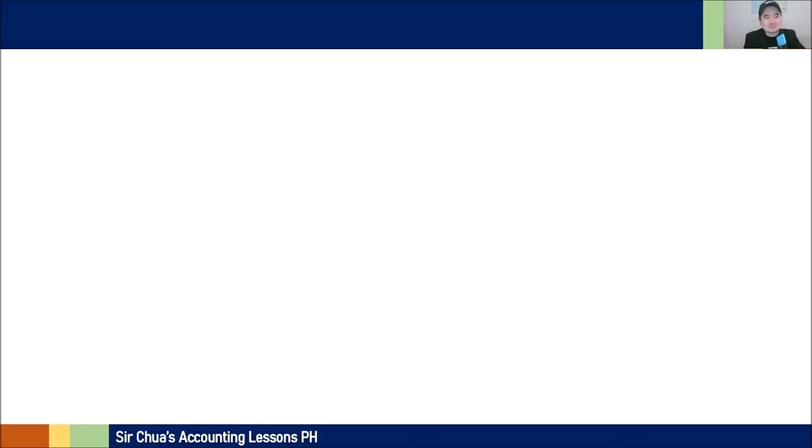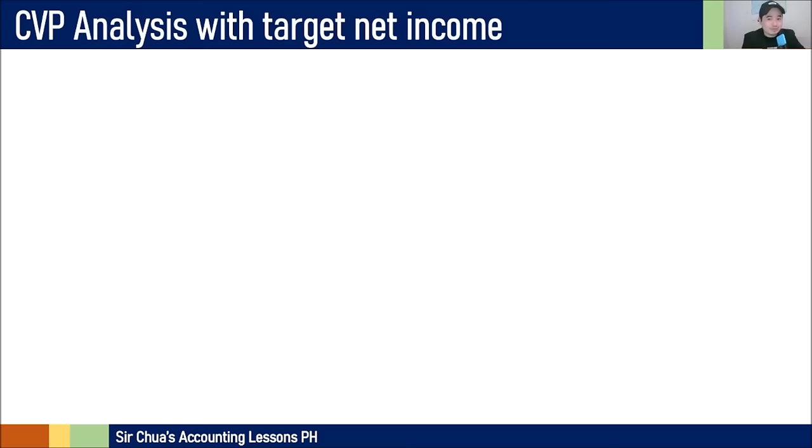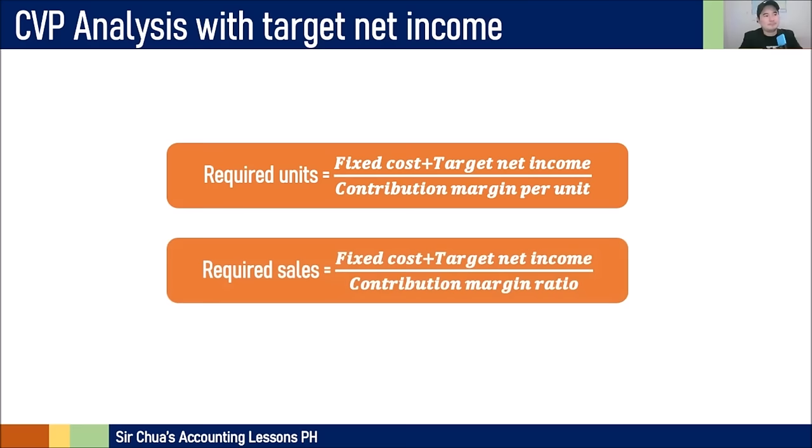Now, lagyan naman na po natin ng CVP analysis, pero meron ka nang gustong matarget na net income. Magkakaroon na ng konting variation yung ating formula kanina, no? So, required units na kailangan mo daw pumabenta is ganito daw po kukunin. Fixed cost plus target net income divided by CM per unit kung units yung gusto mo makita. Pero kapag ka naman po sales price, ganun pa rin naman po, i-divide nyo naman po siya sa contribution margin ratio.